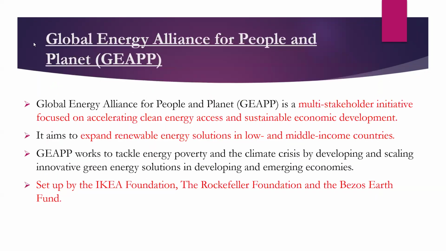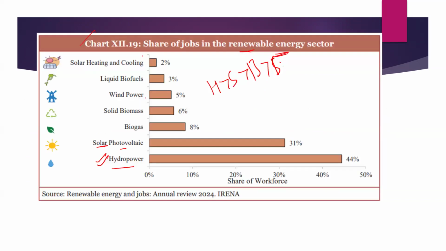The next one is Global Energy Alliance for People and Planet. It's an alliance created with the intent to transition to clean energy access, and the focus is on low and middle income countries. It is set up by the Rockefeller Foundation and Bezos Earth Fund. This alliance was again mentioned in the economic survey, so we have just covered it. The intent is to accelerate clean energy access and sustainable economic development in low and middle income countries. Please go through this.